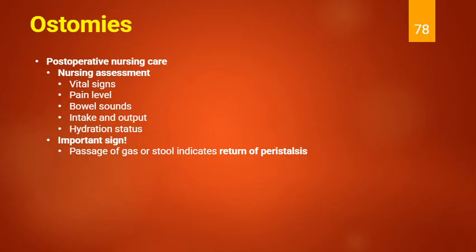After intestinal surgery, nurses must closely monitor the patient's vital signs, pain level, bowel sounds, fluid intake and output, and hydration status. Following surgery, bowel function may be temporarily slowed due to postoperative ileus, which is reduced intestinal motility after surgery. An important sign of recovery is the passage of gas or stool through the rectum or stoma, which indicates that peristalsis has returned.